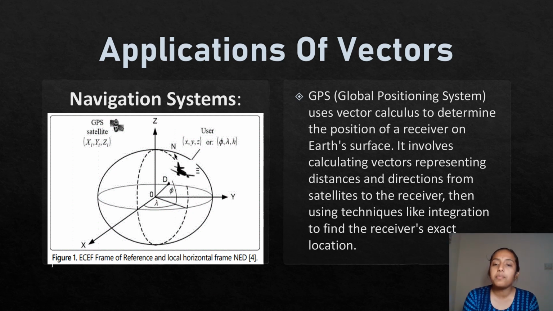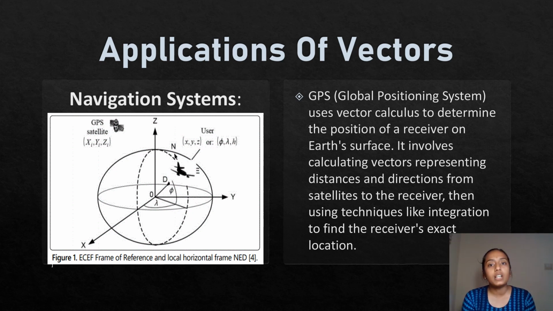We all use GPS or navigation systems. GPS, the Global Positioning System, uses vector calculus to determine the position of a receiver on the Earth's surface. The satellites in space that we have sent for the purpose of GPS or navigation systems emit radiation, and based on the direction, angles and coordinates of this, the satellite is able to locate where exactly we are.